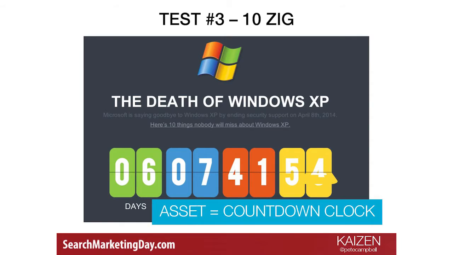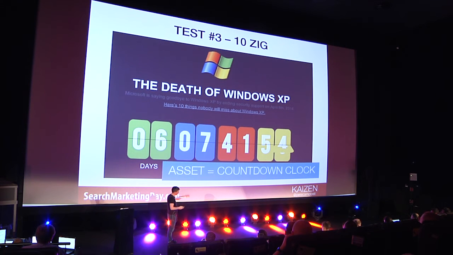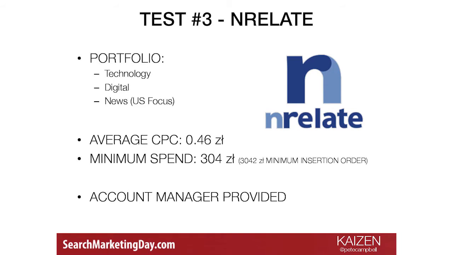So the next campaign I ran was for a technology client called Tenzig. They sell computers in the UK, basically. And about 2 months ago, Microsoft finally ended support for Windows XP. And I put together a very simple countdown clock, counting down the days to it. And we ran it on NRELATE. Why? Well, NRELATE has a lot of technology sites in the books.